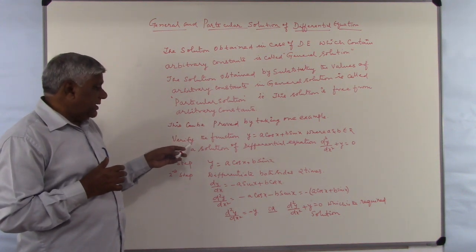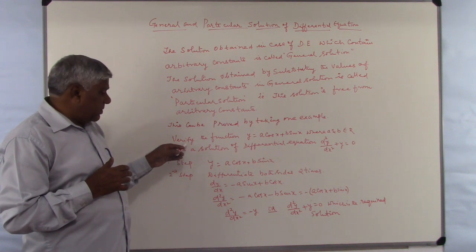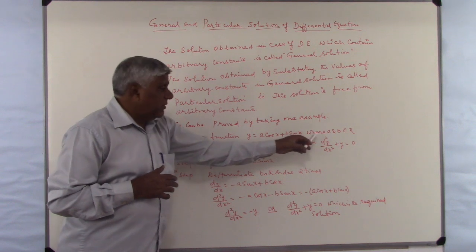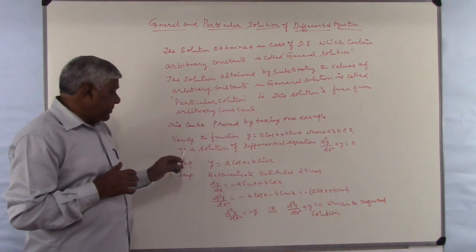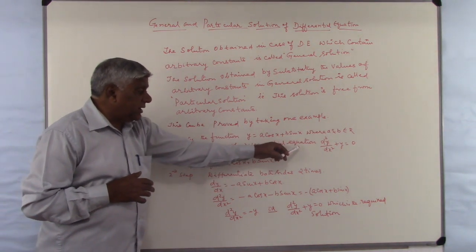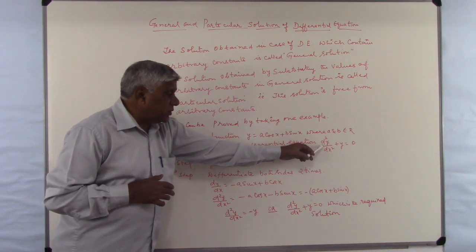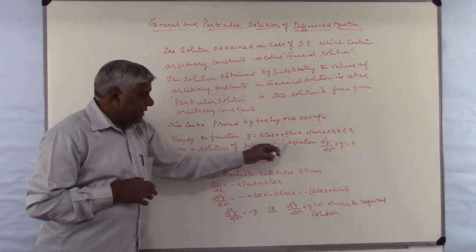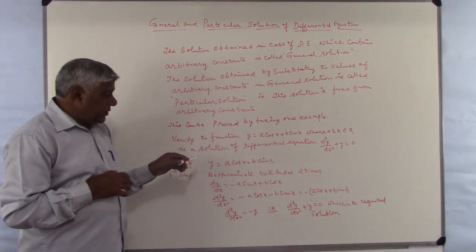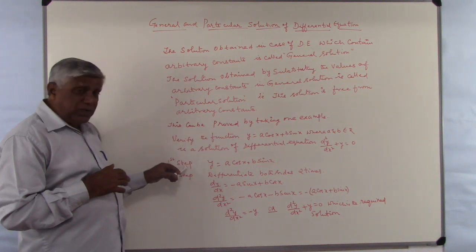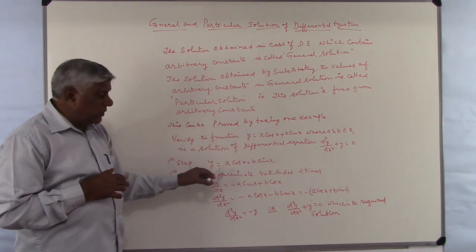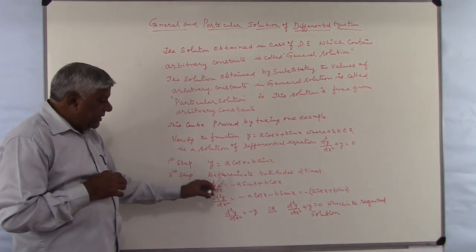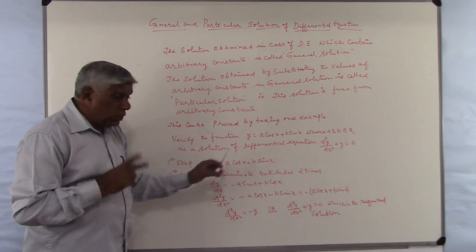Let us see one problem. Verify the function y is equal to a cos x plus b sin x, where a and b belong to R, is a solution of differential equation d square y by dx square plus y is equal to 0. This is the example we have taken. Now, in the first step, we take this y is equal to a cos x plus b sin x. Second step, we differentiate both sides 2 times.